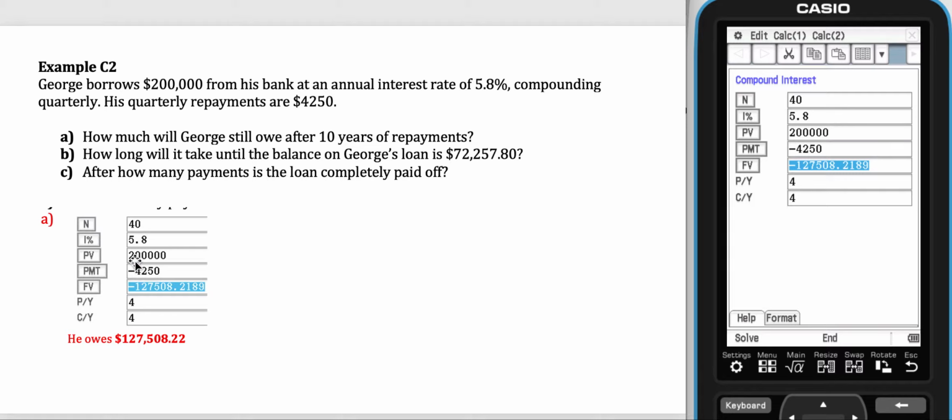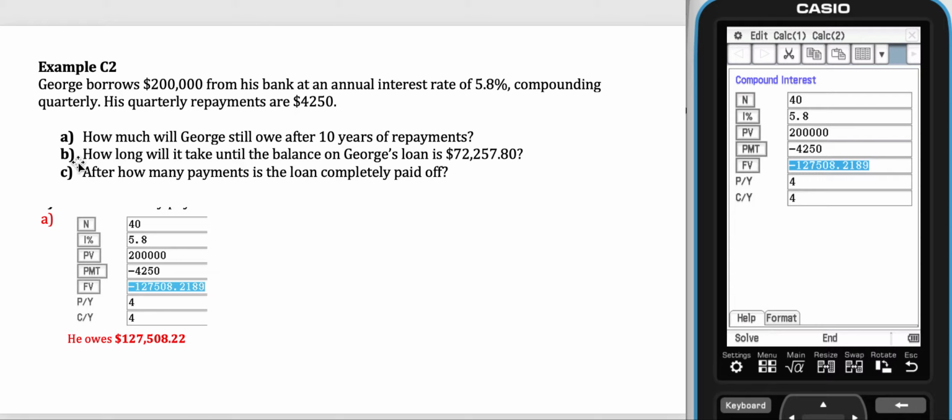It's a good idea in your notes too to copy down the entries into Finance Solver. Don't just copy the final answer, because you won't remember how you got it when you're looking at your notes later. So based on that future value, we know that he owes $127,508.22 after 10 years. So he's still got a fair bit to pay off on his loan.